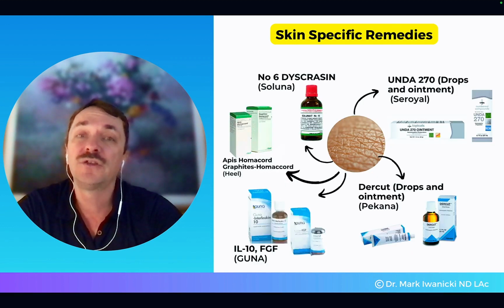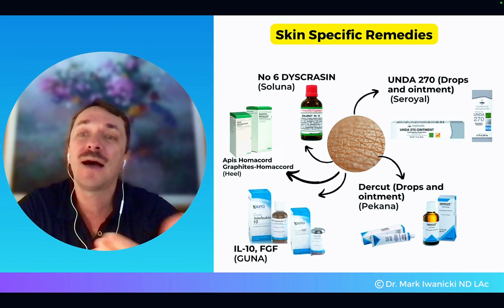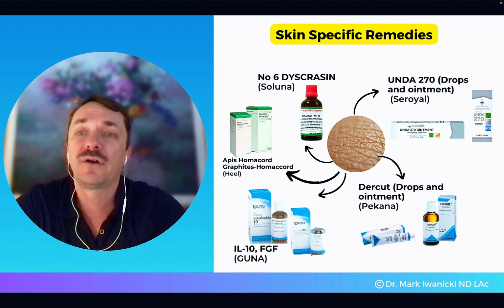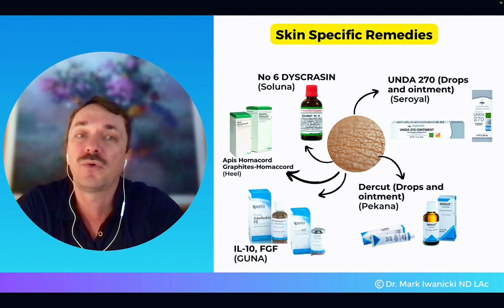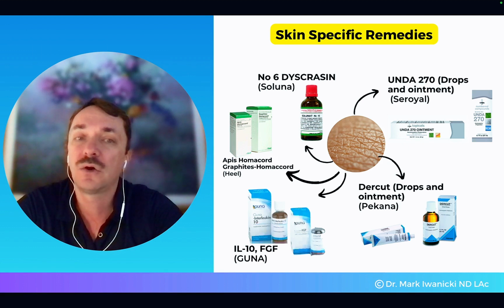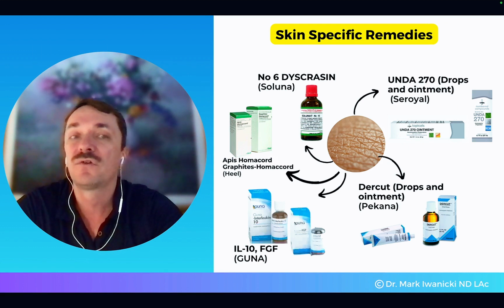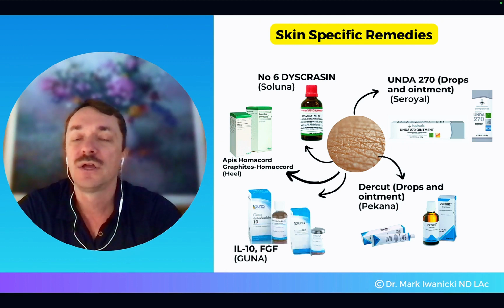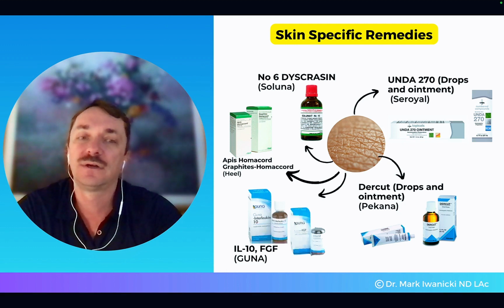They're all within drainage itself. There are specific skin remedies as well. These are things you could layer on top of the drainage you would be using specifically for the organs of elimination. There are remedies within different companies that support topical use, as well as use for inflammation and internal skin support. Discrasin from Cellular, Apis homaccord, Graphites homaccord from a company called Heel, IL-10 and FGF Guna remedies, Dercut ointment and drops from Pekana, and Unda 270 from Sorel, all fantastic remedies for skin that you can layer on top of or after using those primarily for organs of drainage support, for organs of elimination.